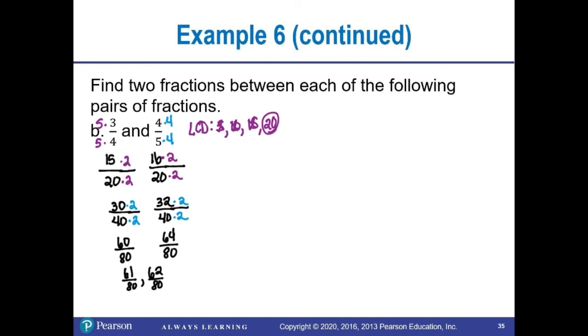Always simplify your fractions. 61 over 80 doesn't simplify. However, 62 and 80 have a common factor of 2. 62 divided by 2 is 31, and 80 divided by 2 is 40. So two fractions in between my given fractions would be 61 over 80 and 31 over 40.